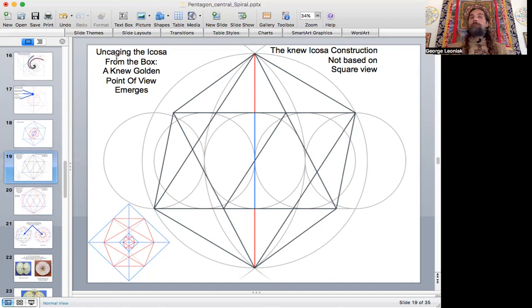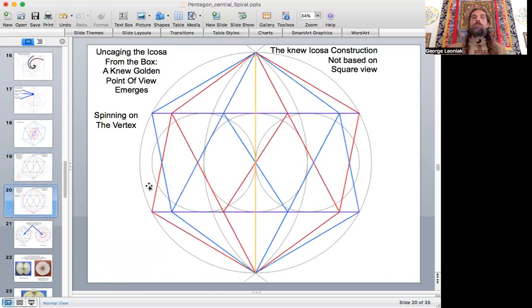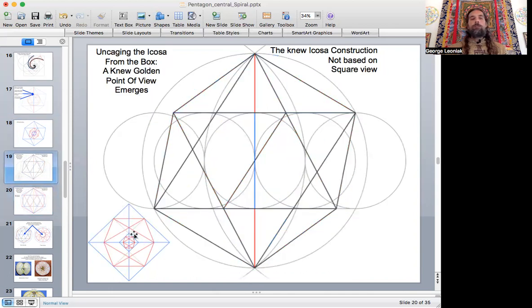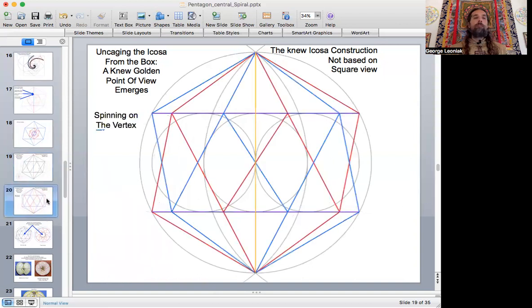Okay, so the new icosa construction, not based on the square view, what it really does is it breaks down that twofold symmetry, because here it's very symmetrical in terms of this lower image. You can fold this icosahedron over on top of itself, left and right. You've got nice twofold symmetry. One fold up and down, left and right, and that icosahedron is all folded up. But now if we fold the symmetry along the root 5 line, we reproduce the icosahedron on the other side, almost as if it's spinning around on its vertex.